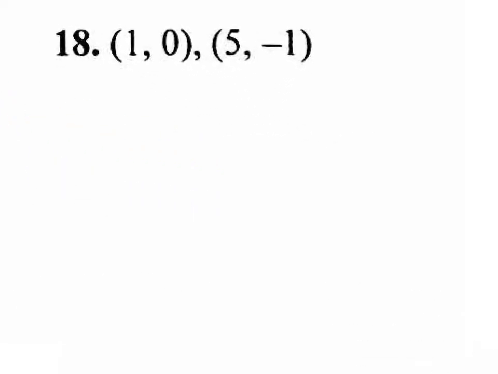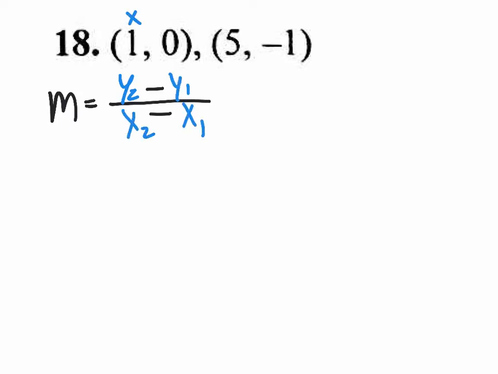Number 18? Yeah, why not? 18. So they give us 2 points. What could I find with 2 points? Slope. Slope is? What's the formula? y2 minus y1 over x2 minus x1. You have your x, your y, your x, your y. This is your first point. This is your second point. When you use the formula, start with the division and the subtractions. That way you don't make mistakes.